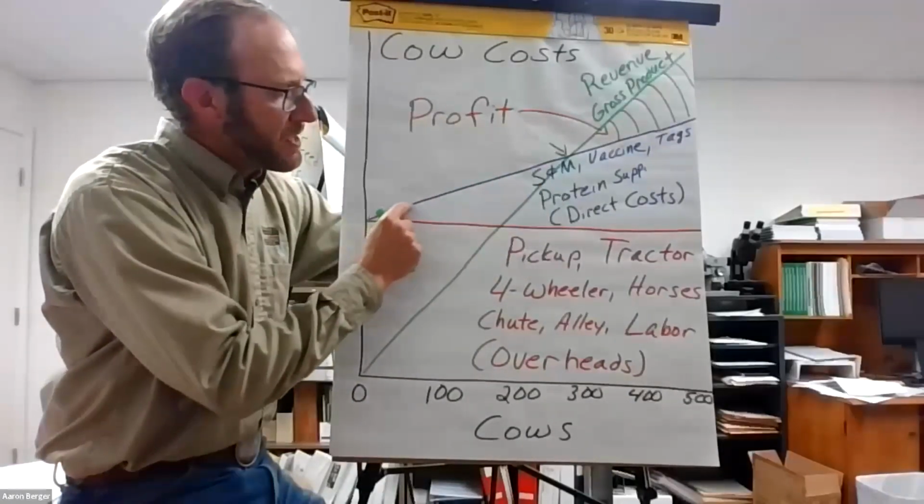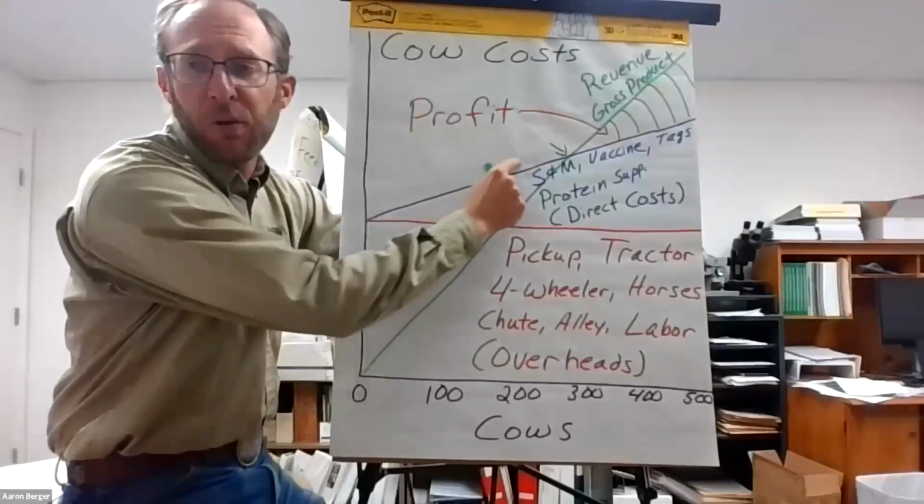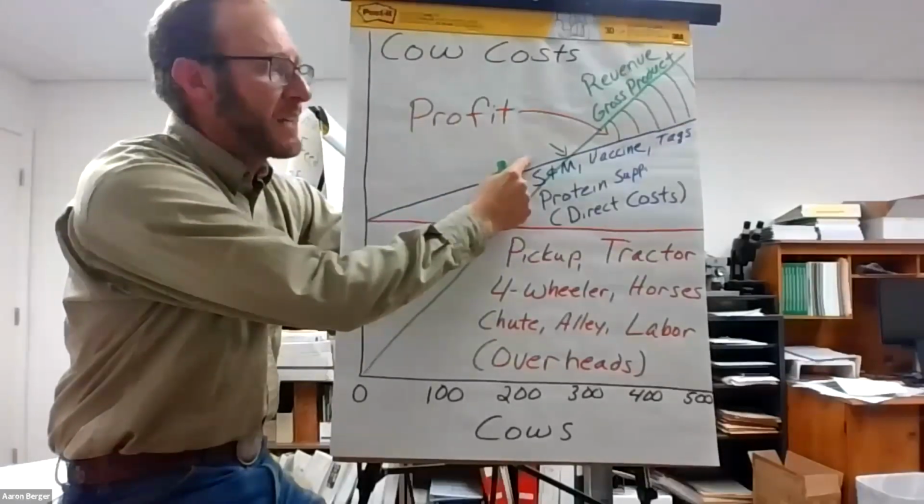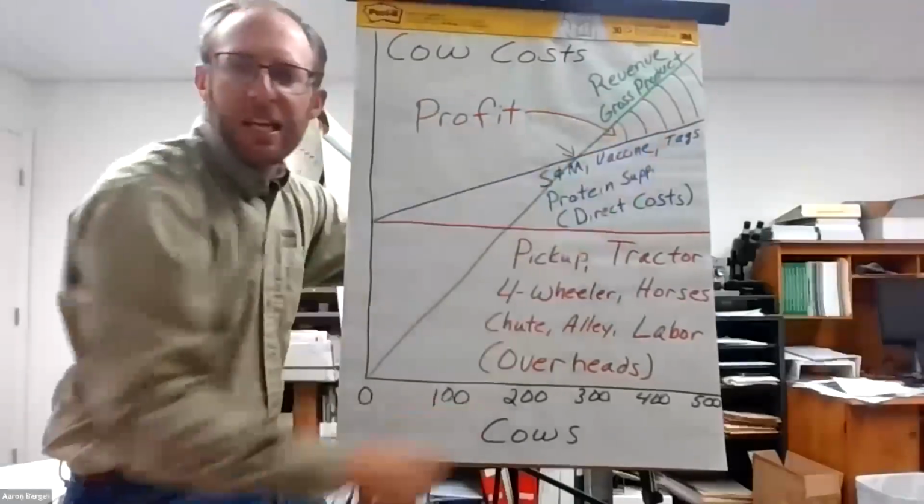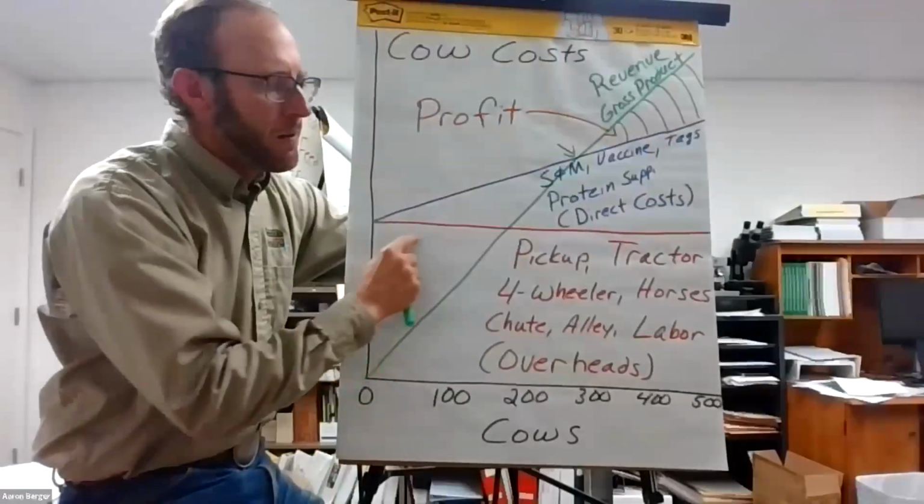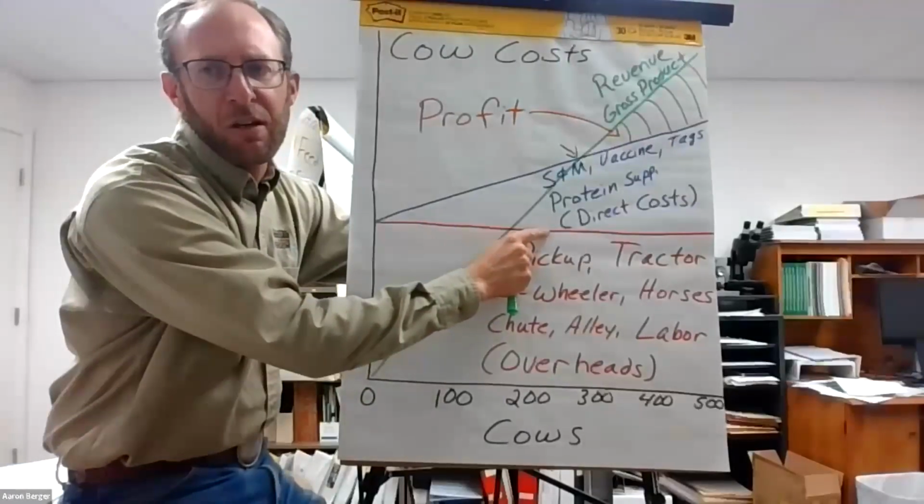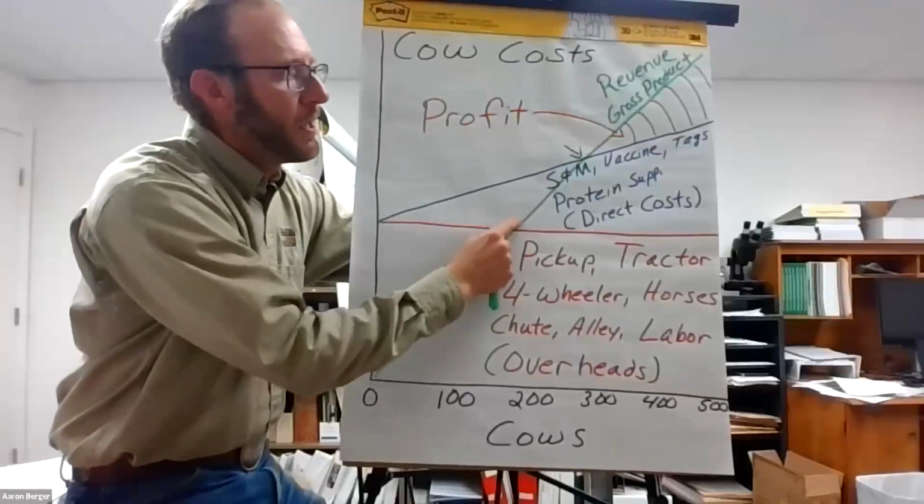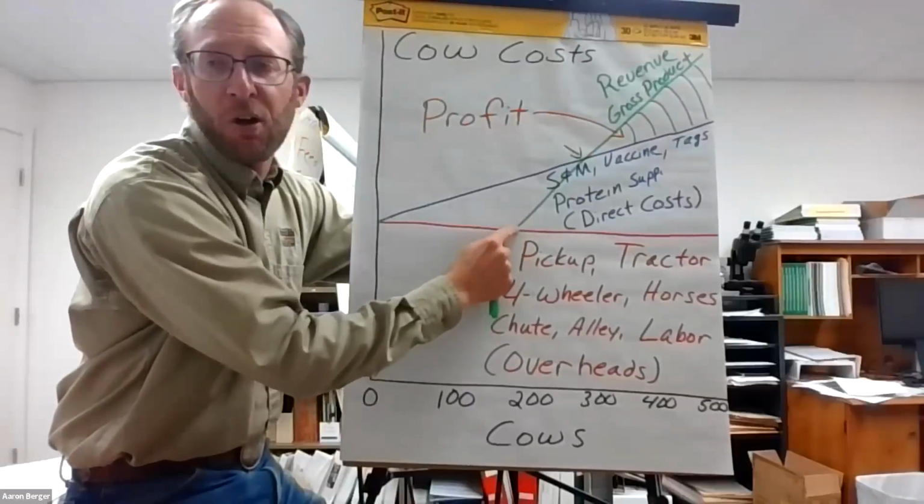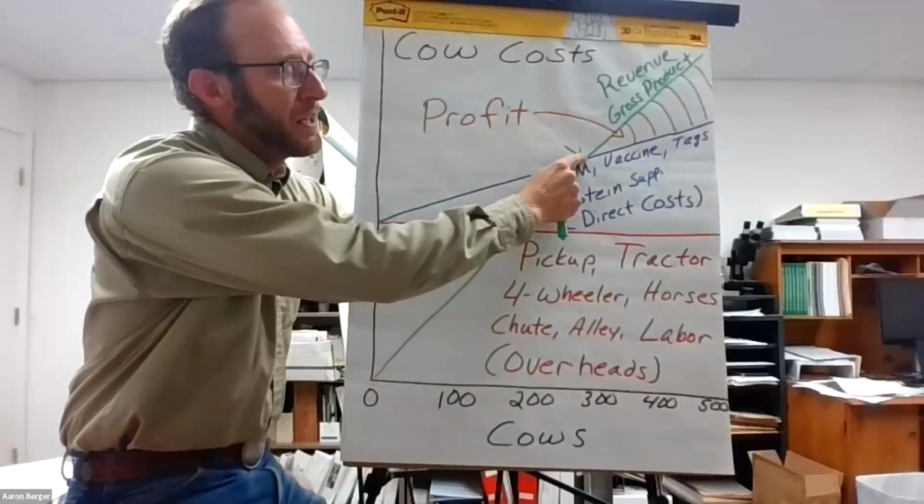Now, as I add cows in production, this blue line here represents direct costs. As I increase the number of cows I have in production, I'm going to spend more money on things like vaccine, ear tags, and as we add more cows, we're going to increase our total cost. But my overhead costs don't change very much. Eventually I'm going to cover my overheads, and then I cover my direct costs.